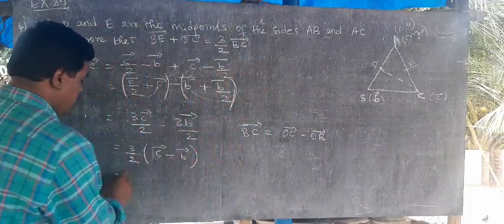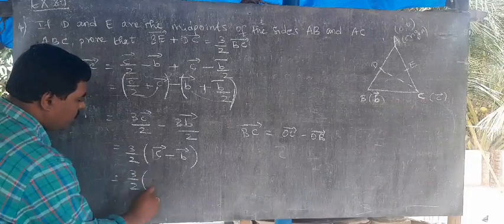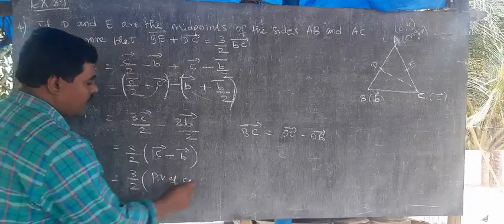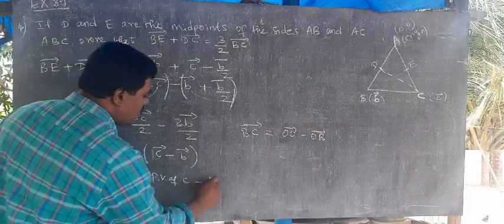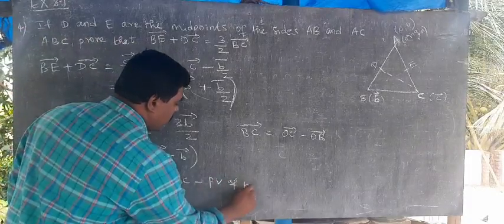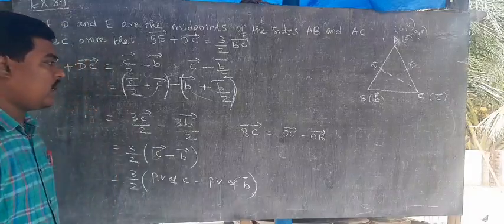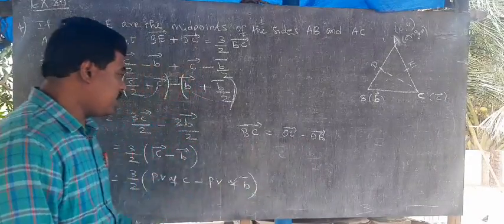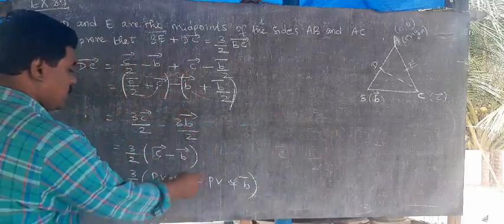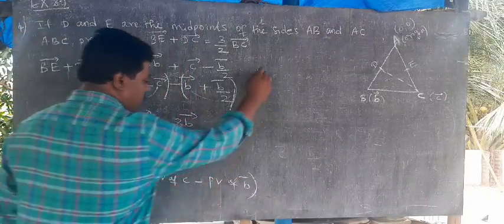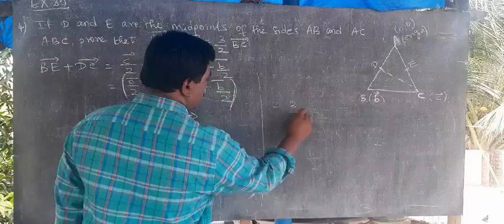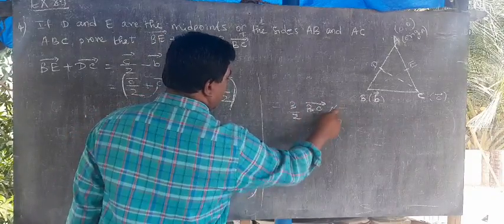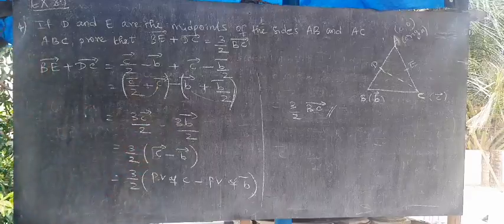So 3 by 2, position vector of C minus position vector of B. Position vector of C minus B means BC only. So this equal to what? 3 by 2 capital BC vector. This is what we need to prove, right?